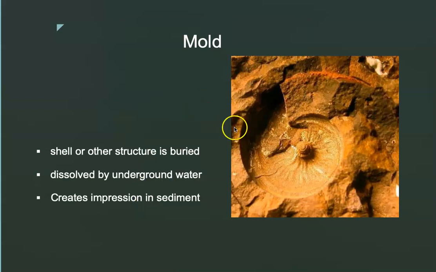A mold is what you get if you bury something hard, like a seashell. Then it gets dissolved, but the shape of it is stuck in the mud. So here is a mold of a beautiful ammonite. This is a squid relative that lived during the time of the dinosaurs. It's related to the chambered nautilus, if you know what that is.